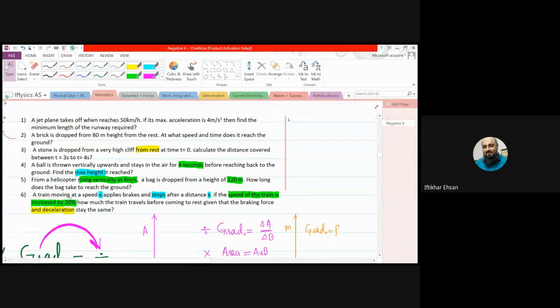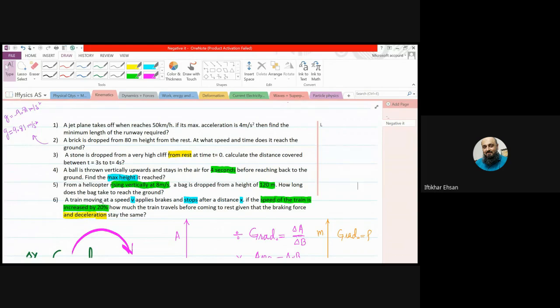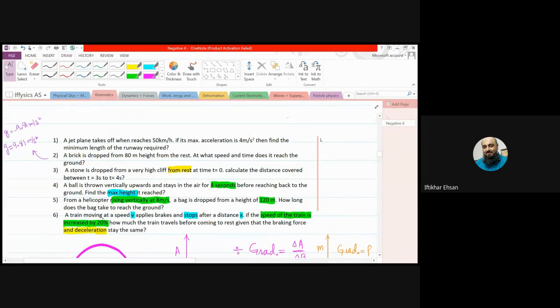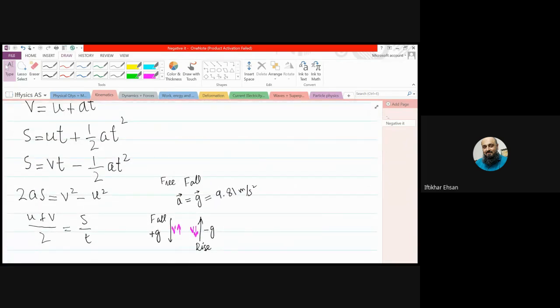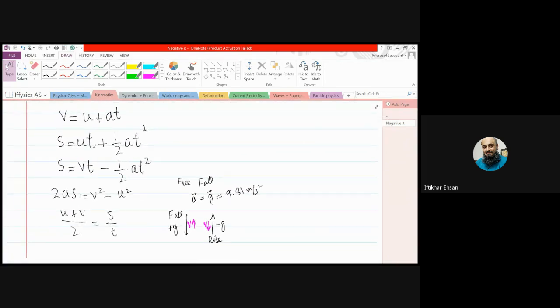Bismillahirrahmanirrahim. Today we are going to solve kinematics numerical problems. First of all, we need to have a look at these formulas. The equations of motion are: the first equation of motion is v = u + at.